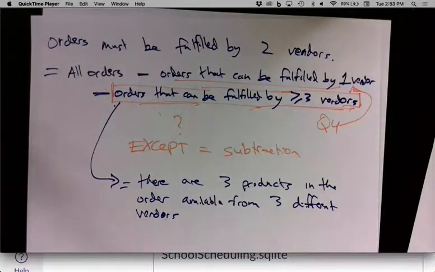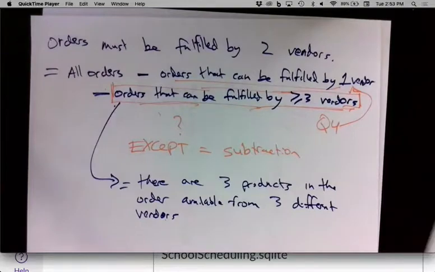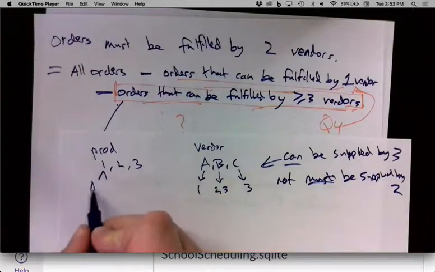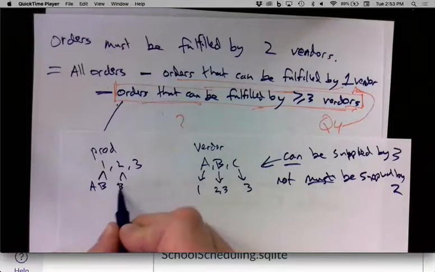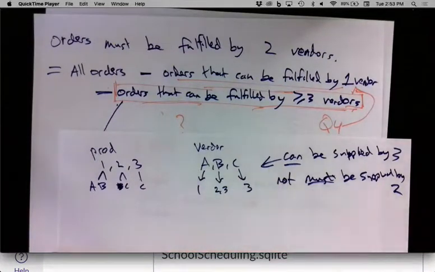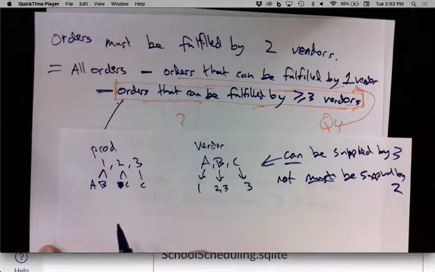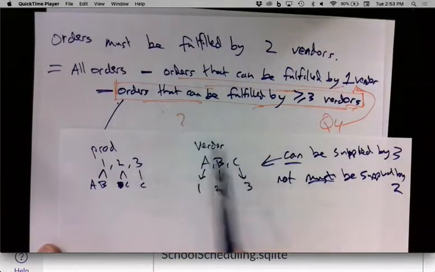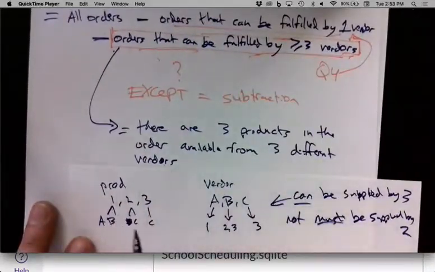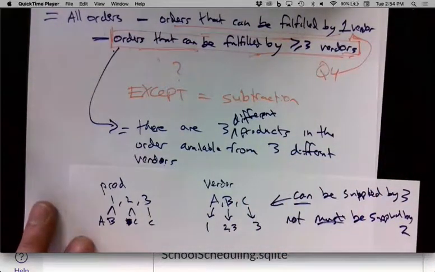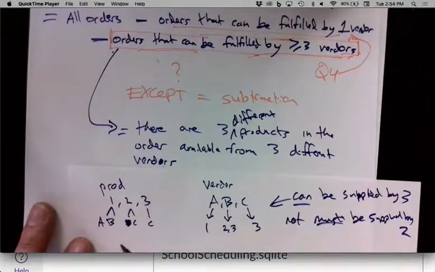Is it possible that product 1 can be supplied by... So in this case, this one must be supplied by 2 vendors, right? We agree with that? And consequently, it is not possible to find 3 products in this order available from 3 different vendors, right? 3 different products. I should say more precisely: 3 products from 3 vendors would have to be 1, 1, and 2, or 1, 1, and 3. But those are the same products, right? There's not 3 different products from 3 vendors.